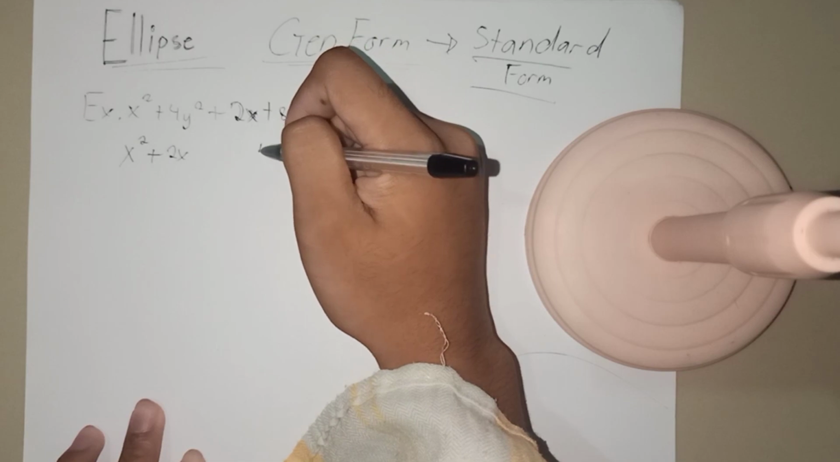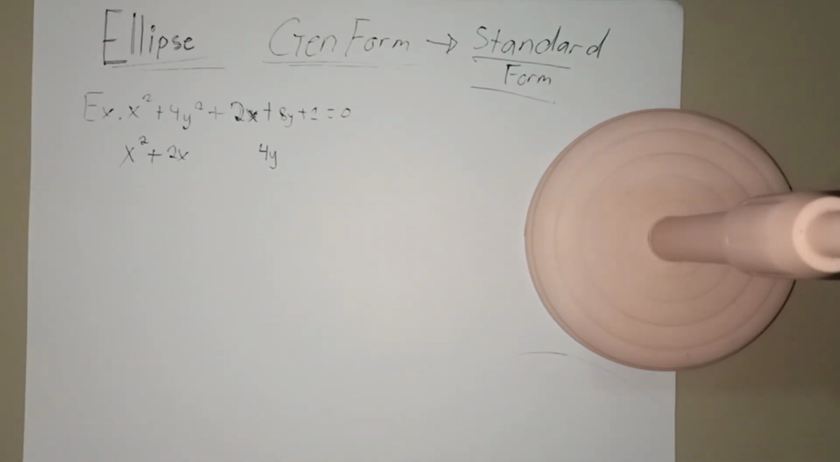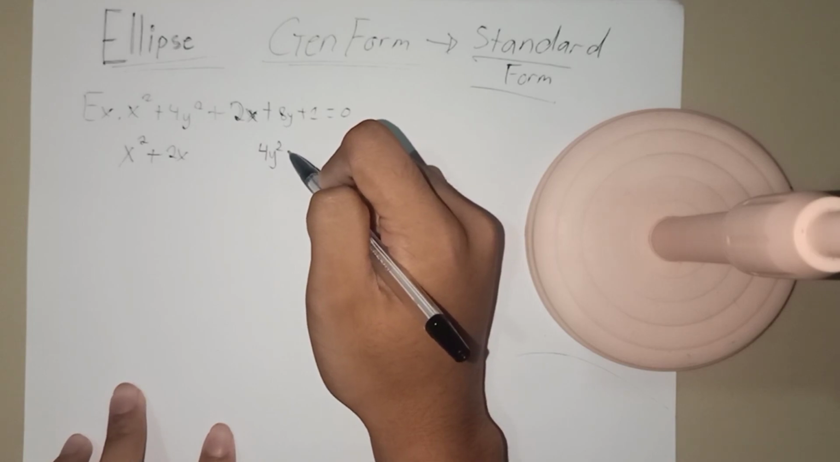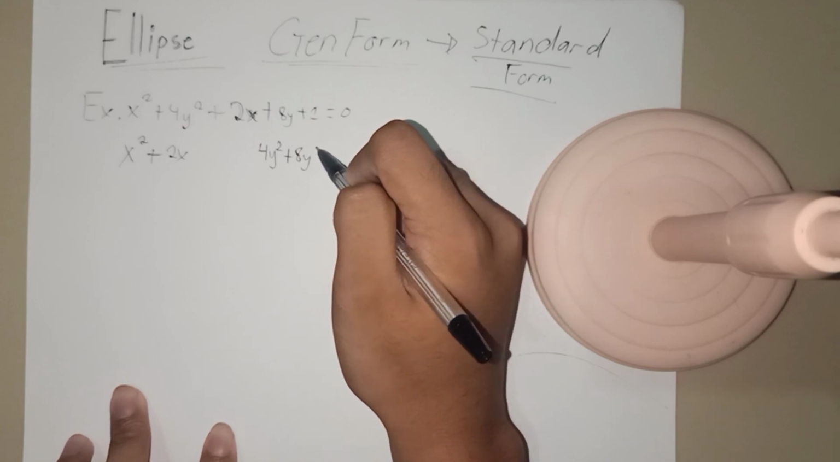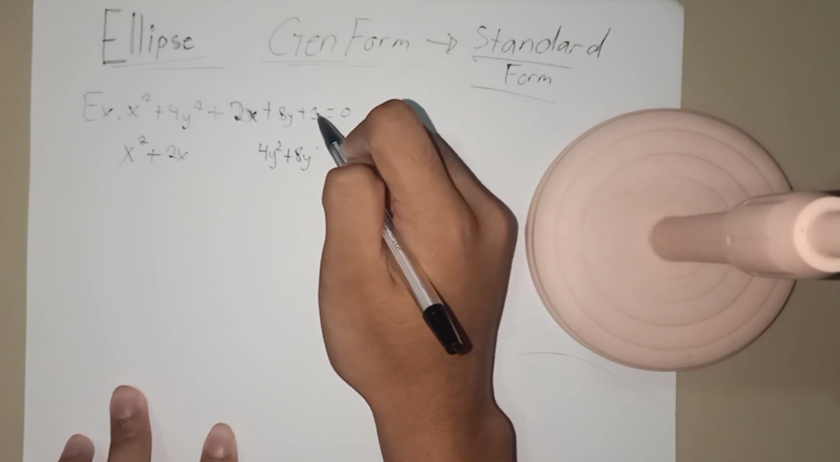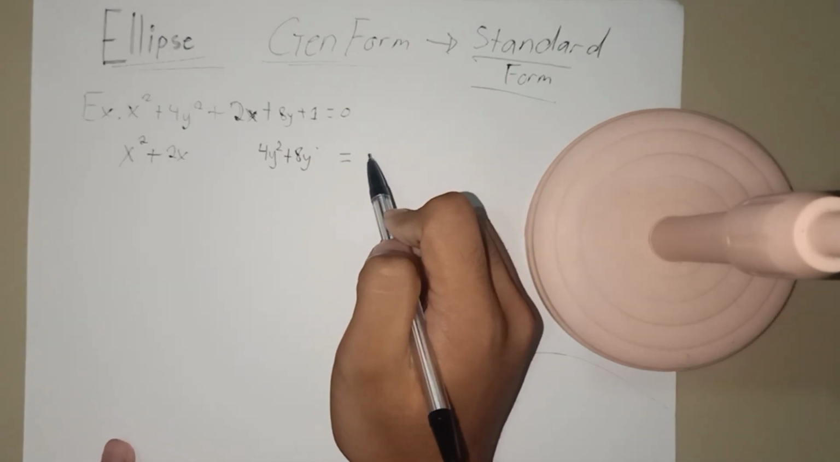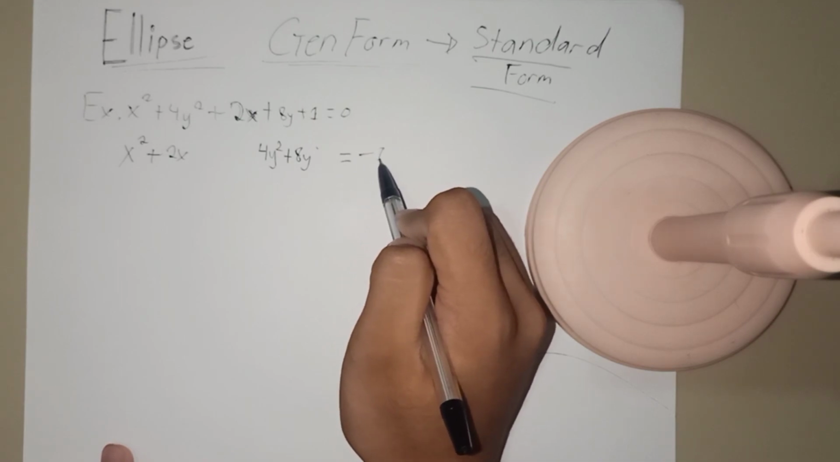But we're gonna separate it because after that we're gonna find its perfect square trinomial. So write 4y squared plus 8y, then the remaining number without the variable, we're gonna move to the other side. So this is gonna turn into negative 1.